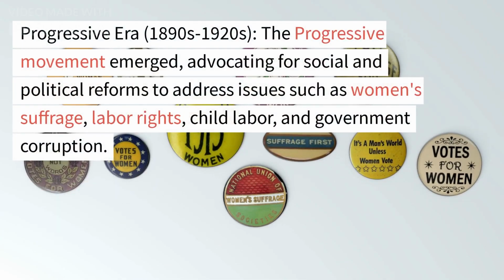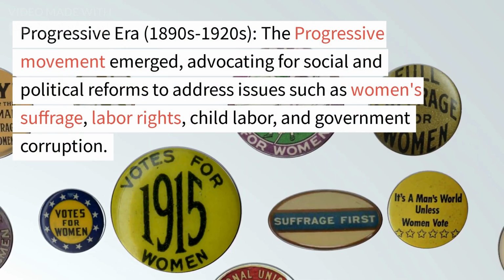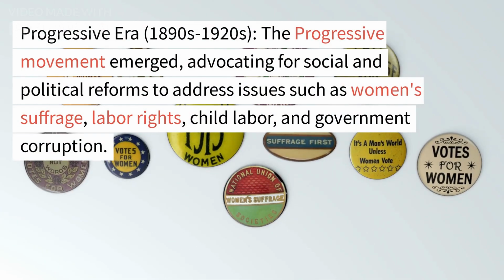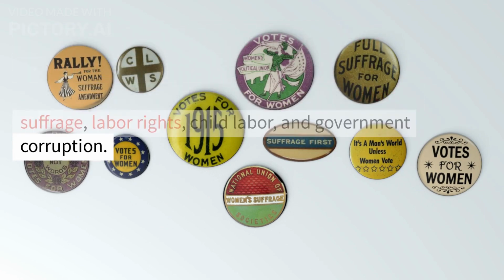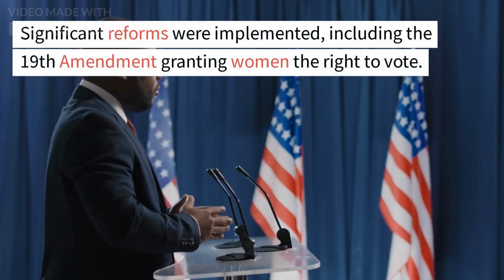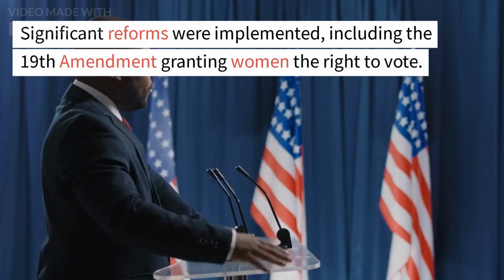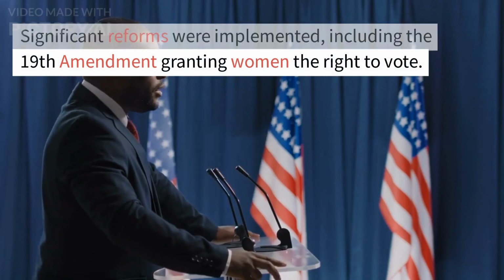Progressive Era, 1890s to 1920s. The progressive movement emerged, advocating for social and political reforms to address issues such as women's suffrage, labor rights, child labor, and government corruption. Significant reforms were implemented, including the 19th Amendment granting women the right to vote.